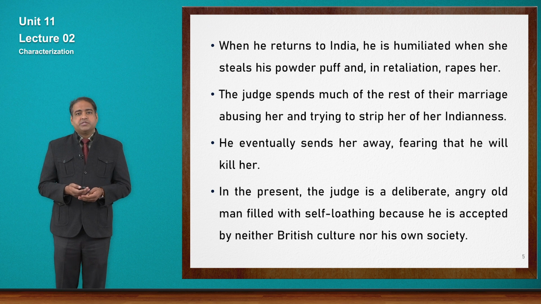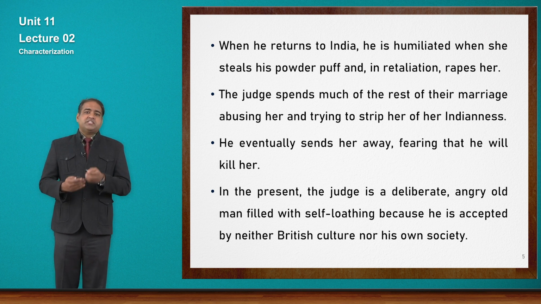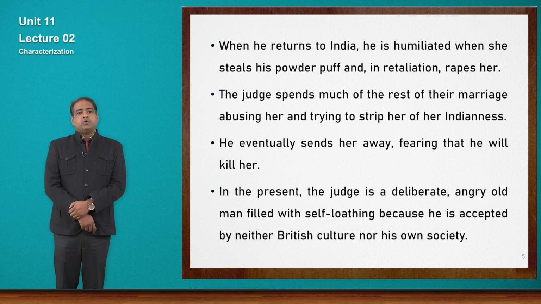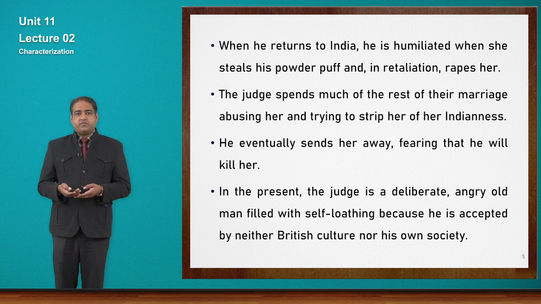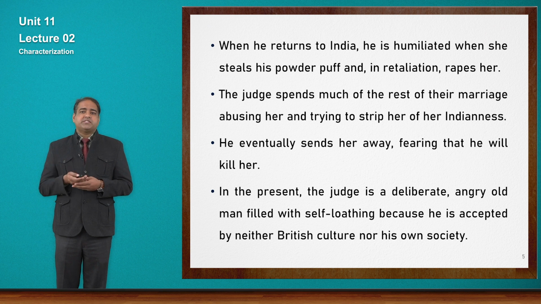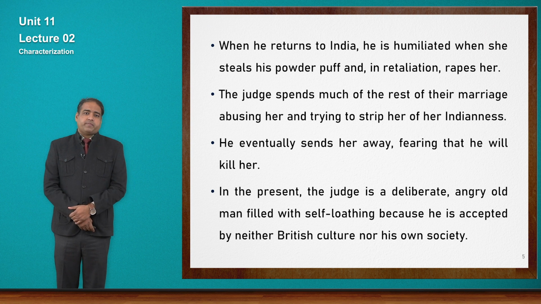on taking his puff. The judge spends much of the rest of their marriage abusing her and trying to strip her of her Indianness. If we talk about the young age of the judge before the death of his wife, he kept on physically molesting her because he wanted her to behave like a European woman. But she was a true Indian in her appearance, in her behavior, in her attitude. He disliked her, and which is why he used to beat her various times.